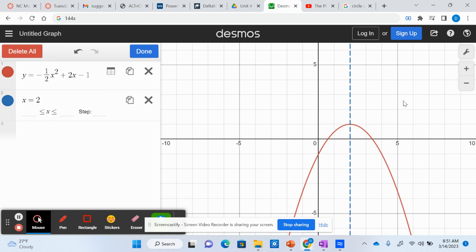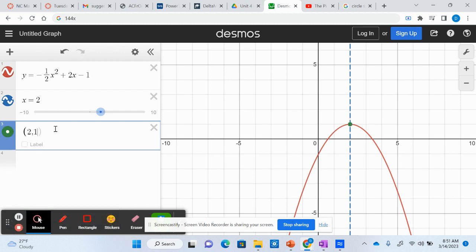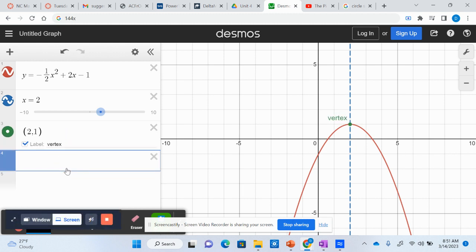Okay. So what is that point? Good job, ma'am. What is that ordered pair? It's the ordered pair 2, 1. So that's your vertex. For vertex, I want you to write the ordered pair 2, 1 in the blank. That's my vertex. Okay. What else do we need to know? What's the y-intercept?